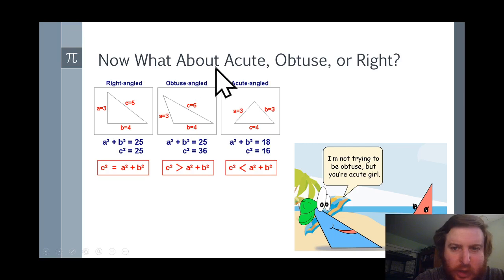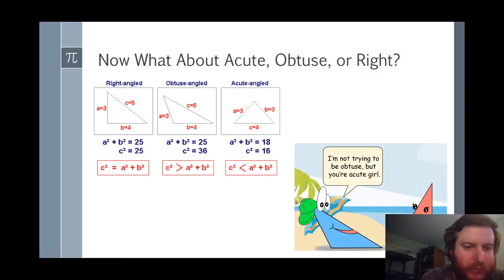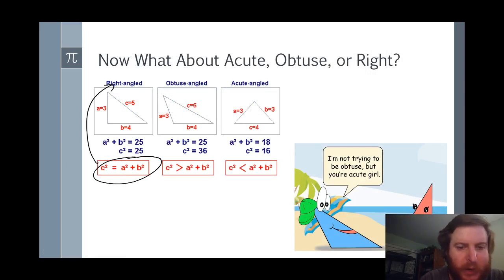What about acute, obtuse, or right? So we classified our triangle as scalene. Now we want to see if it's acute, obtuse, or right. So there's this new formula, and it comes from the Pythagorean theorem, but you need to make sure that you write the c squared first. Okay, write the c squared first. So if c squared is equal to a squared plus b squared, that's a right triangle. Right, that gives us a right triangle, and that's because the Pythagorean theorem only works for right triangles. But if c squared is greater than a squared plus b squared, that ends up being an obtuse triangle. And if c squared is smaller than a squared plus b squared, that ends up being an acute triangle.